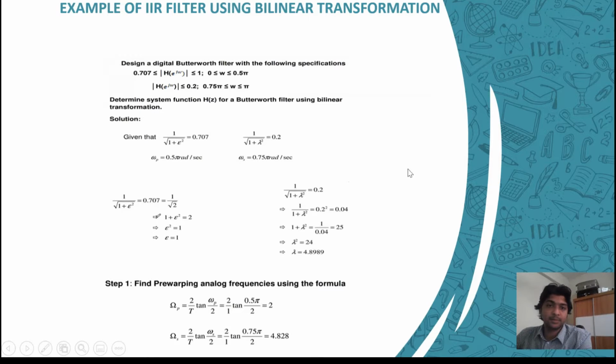I will give one example of IIR filtering using the bilinear transformation. The question is given for a digital bandpass and digital stopband. From here we calculate ε equal to 1 and λ equal to 4.8989. The first step is to find the prewarped analog frequency using this formula. The analog passband is 2 and the analog stopband is 4.828.